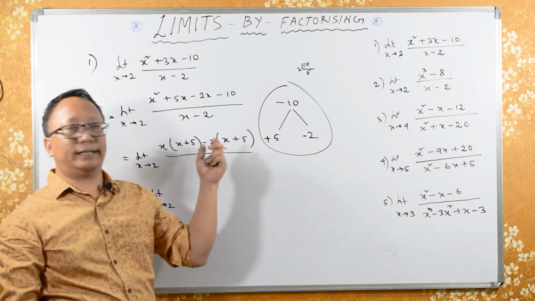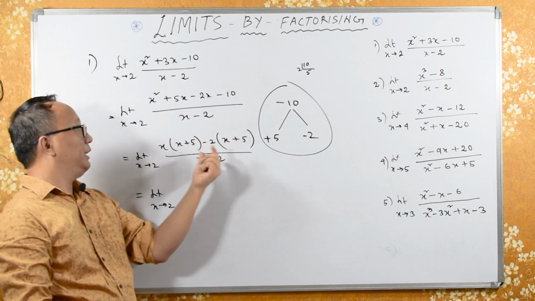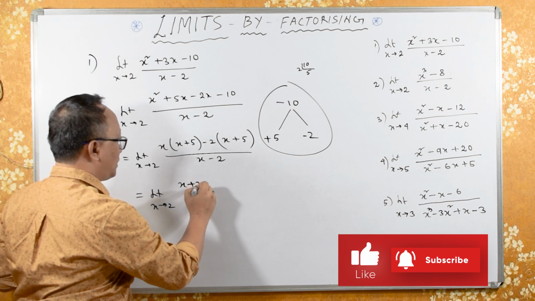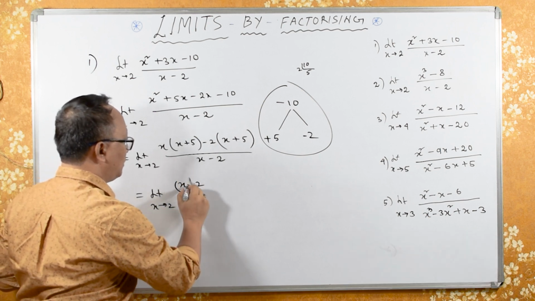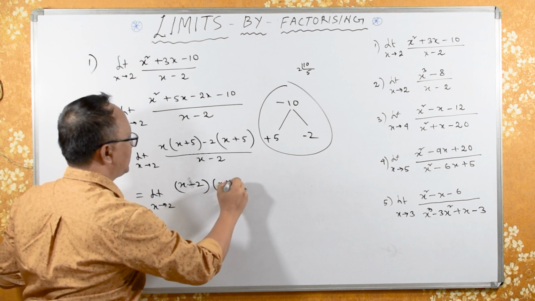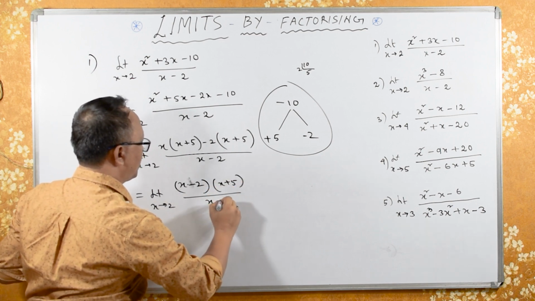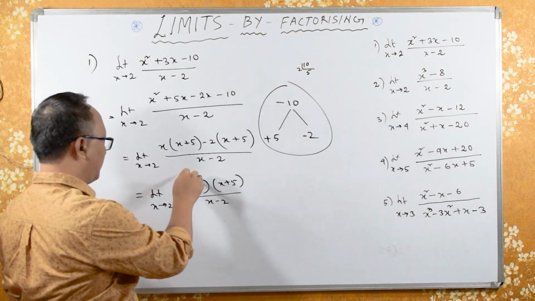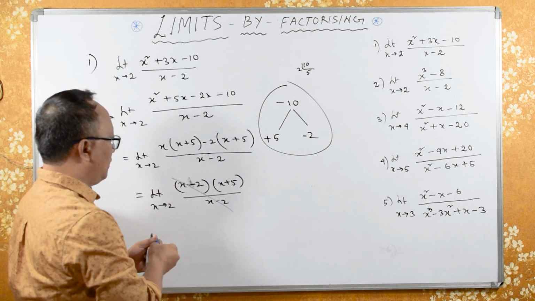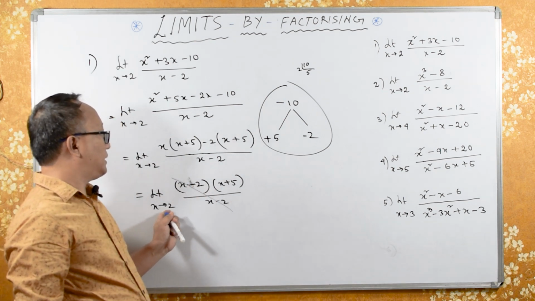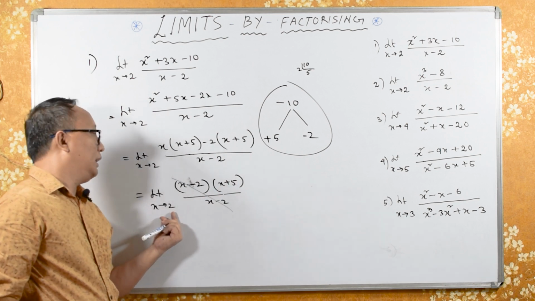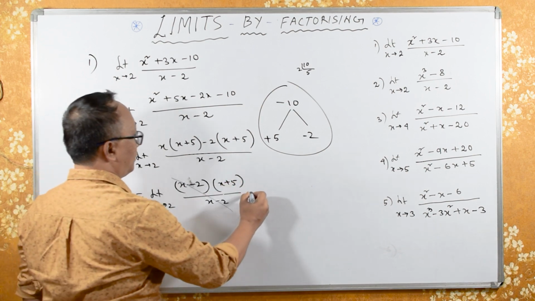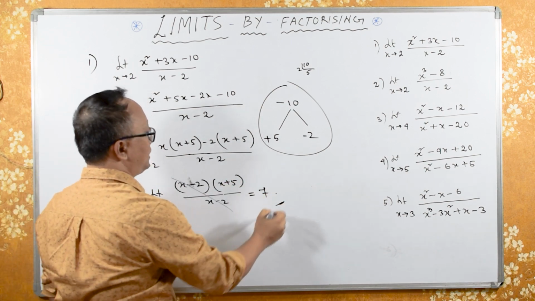Now from here I can take x plus 5 common, and I will get x minus 2. This is the same as limit of x tends to 2, x minus 2 into x plus 5 upon x minus 2. This x minus 2 and this x minus 2 get cancelled. We have x plus 5 when x tends to 2. Now if we substitute x equals 2, then 5 plus 2 is equal to 7. This is the required answer.